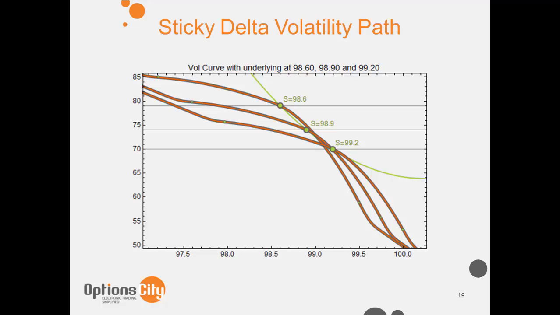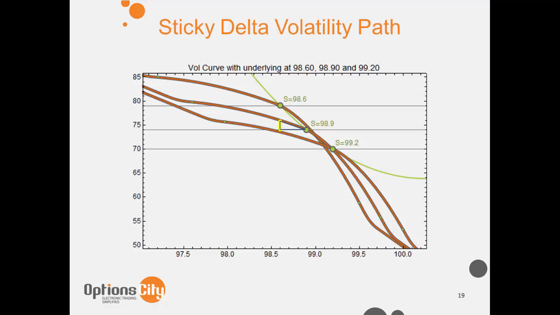And what you'll note here is, and this may or may not be the kind of behavior that you want, but with the sticky delta framework, with that dynamic, the spread between, say, the 98.90 vol and the 98.60 vol is larger, and then as we move up in the underlying, because of the interaction of the shape of the vol path and the shape of the skew, it changes. So it was larger and it shrinks. Now that may be the case, but you might find in the markets that volatility levels from one rate level to another end up being roughly the same regardless of where your underlying is.